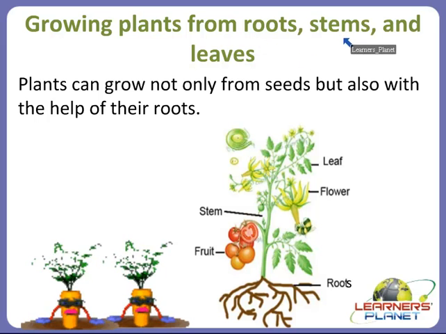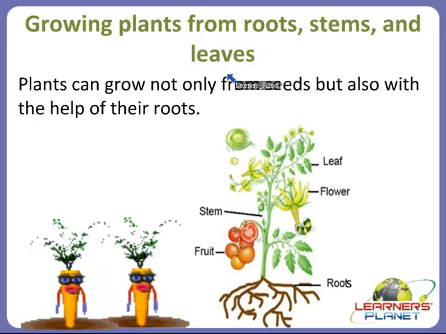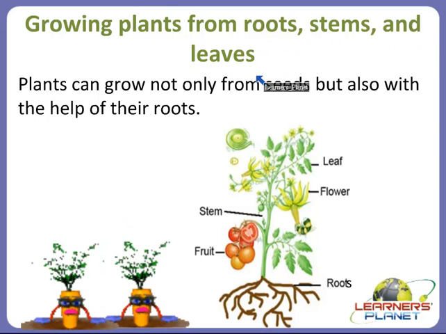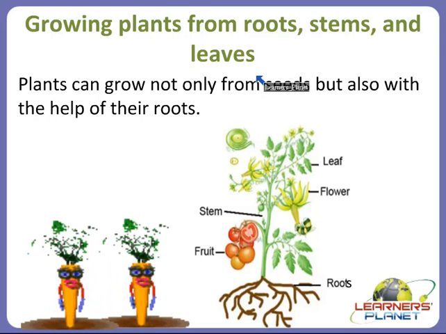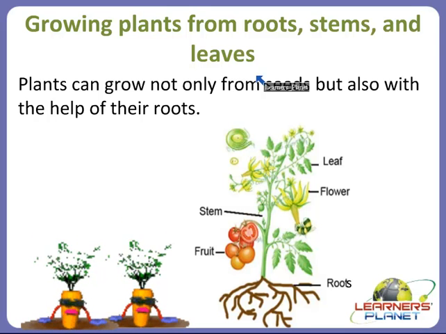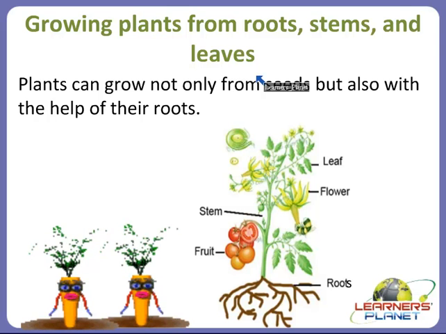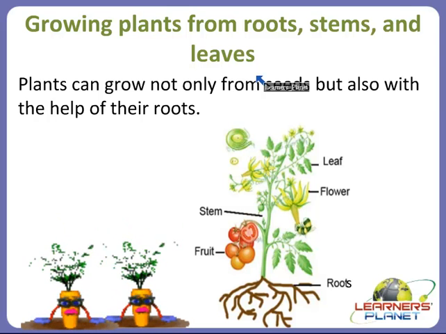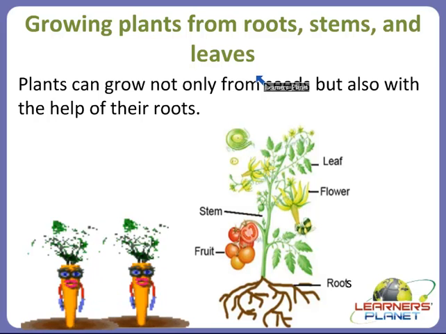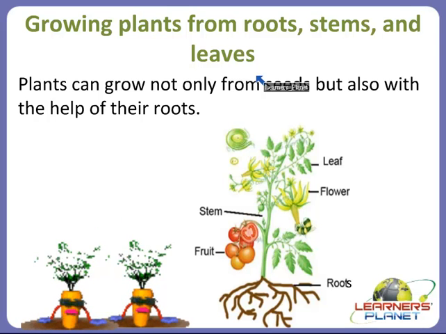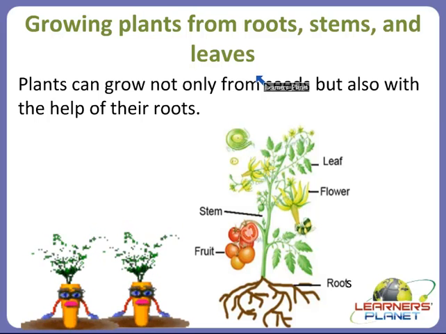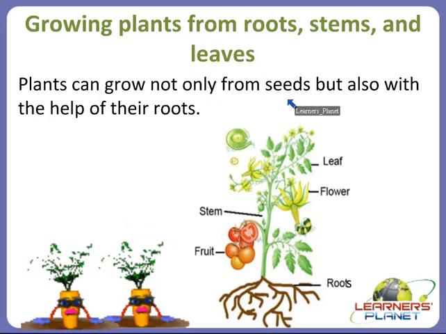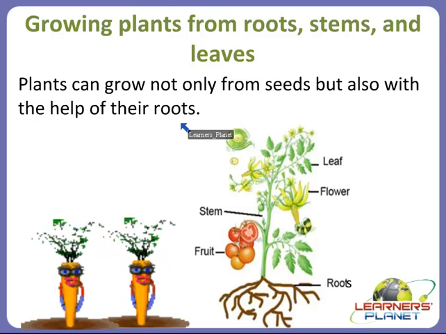Growing plants from roots, stems and leaves. Children, you might know that these are the parts of the plant, and all the parts of the plant play an important role in one thing or another, right? So all the parts of the plant are very important, and that is why we also concluded in the previous session that not only from seeds but also from the other parts of the plant, like roots, stems and leaves, plants can grow. Alright, so we can say that plants can grow not only from seeds but also with the help of their roots.